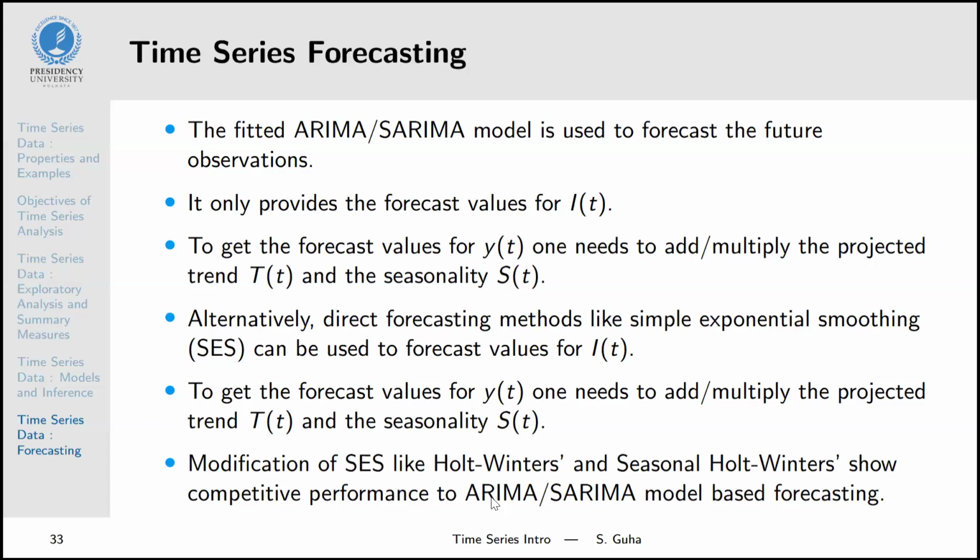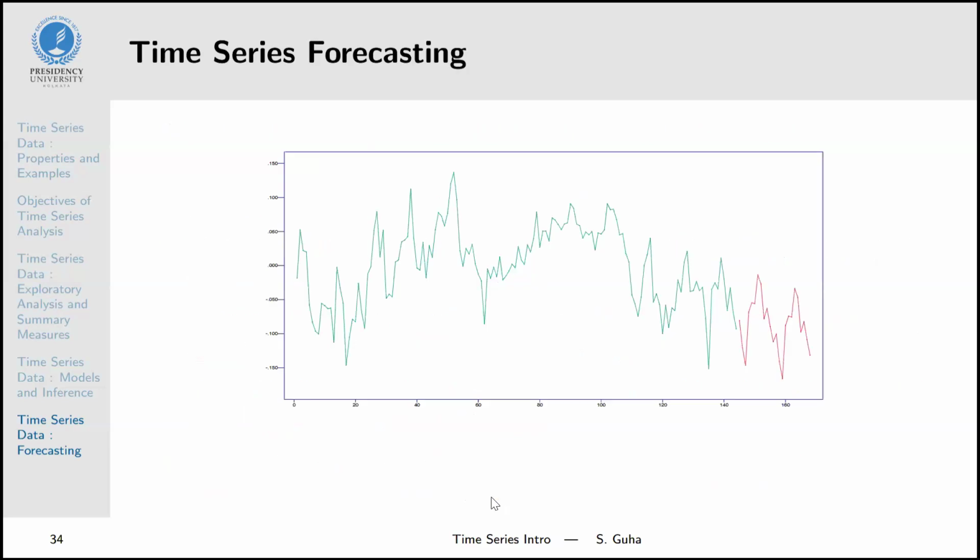However, the problem with Holt-Winters is that it can take care of the trend part, but it cannot take care of the seasonality part. So to take care of the seasonality part, there have been some modifications of Holt-Winters that have been proposed, which is called the seasonal Holt-Winters method. Now, the seasonal Holt-Winters method gives a very good forecasting performance. So it is competitive to ARIMA.